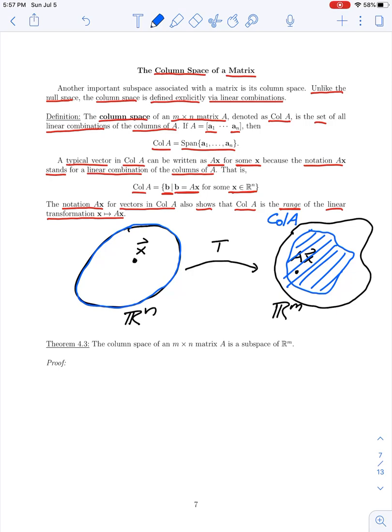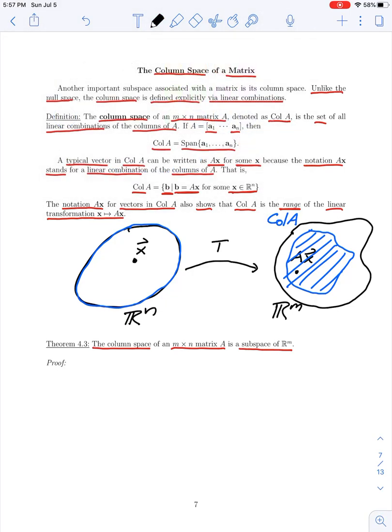All right. Now again, the terminology that we're using here, column space, is appropriate because the column space is indeed a subspace. So here the following theorem, 4.3, gives us that result. The column space of an m by n matrix A is a subspace of Rm. So let's see if we can verify that result.